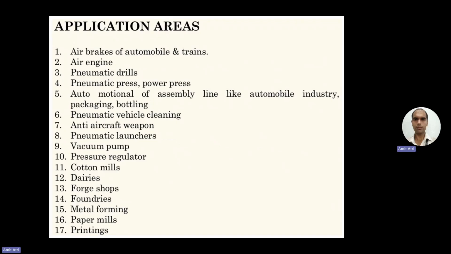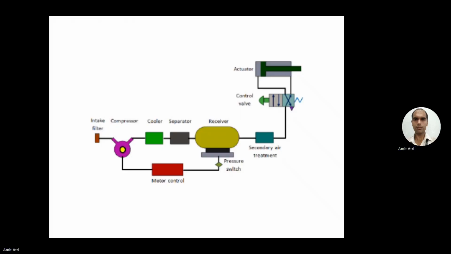Now the areas where we use pneumatic systems: air brakes of automobiles and trains, air engines, pneumatic drills, pneumatic press, power press, then automation of assembly lines like the automobile industry, packaging, bottling. This is a very common application where we are using robots in the industrial sector. Then pneumatic vehicle cleaning, anti-aircraft weapons, pneumatic launchers, vacuum pumps, pressure regulators, cotton mills, dairies, forge shops, foundries, metal forming, paper mills, printing. So a wide range of industrial applications use pneumatic controllers.